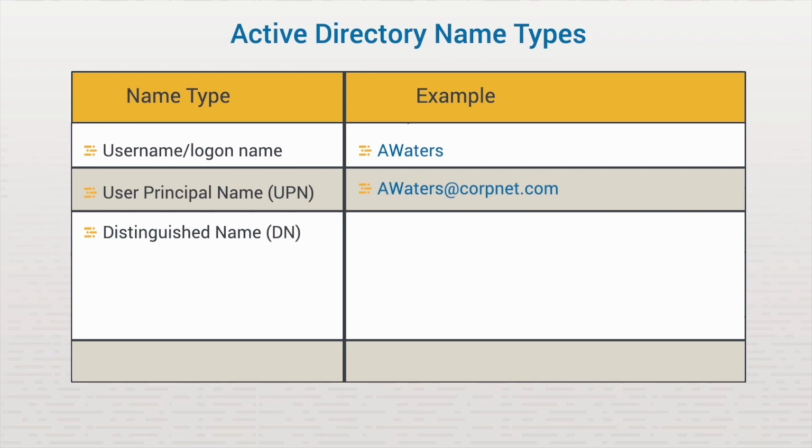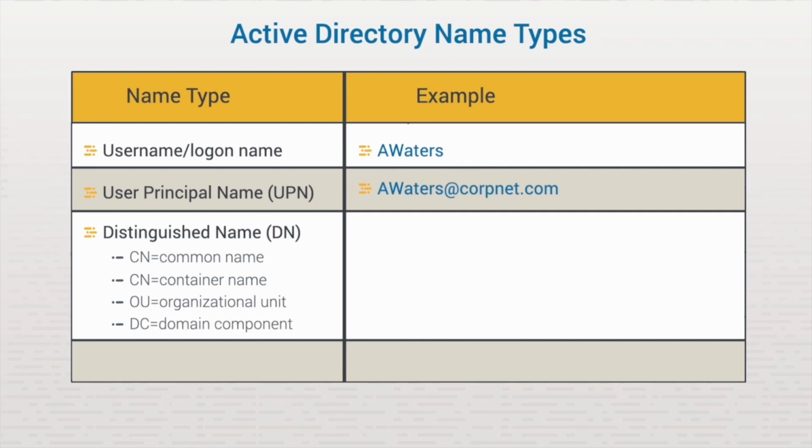Then we have the distinguished name for every object in Active Directory. This name type is the way that Active Directory refers to objects and identifies the full path to an object, which includes the object name and all parent objects to the root of the domain. Active Directory uses identifiers for each component of the distinguished name. CN is used for both the common name and the container name. OU is for organizational unit, and DC is for domain component.